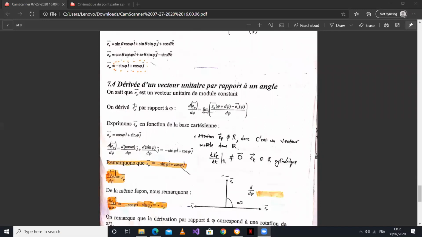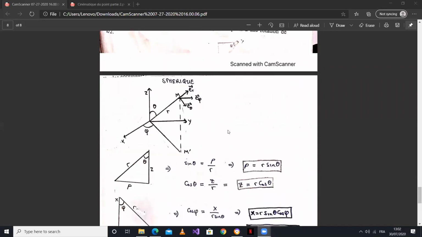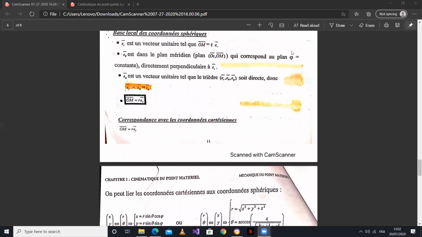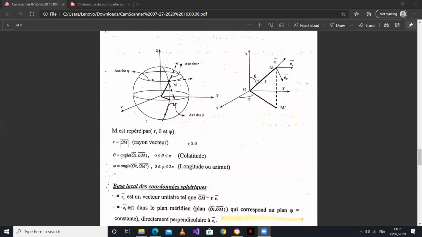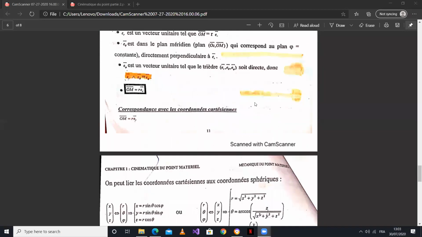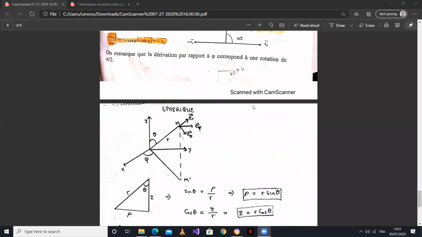And like yesterday, I tried to reproduce this figure here. I drew it there. This figure here is the figure we are going to be using. I have reproduced it down here, and we are going to try to extract triangles and work with them. As I told you, always work with right-angled triangles. Bon, c'est parti.